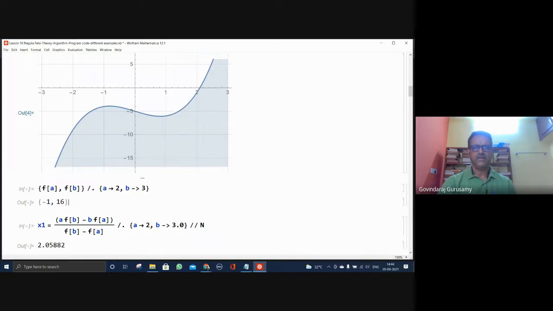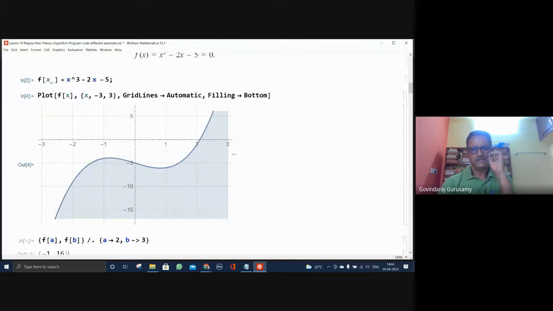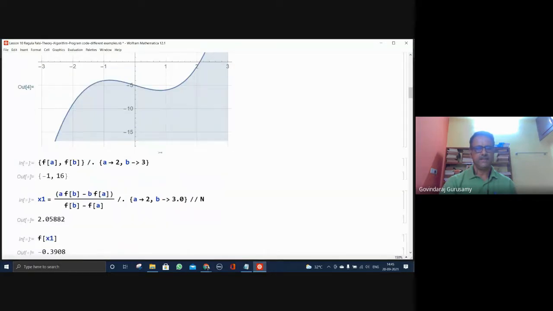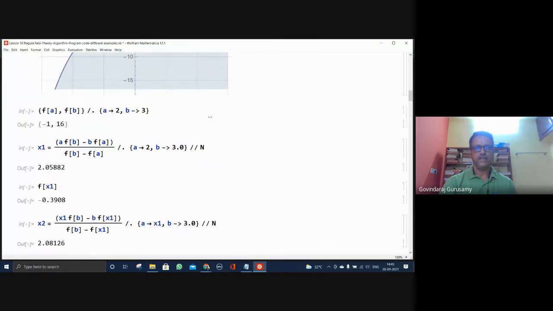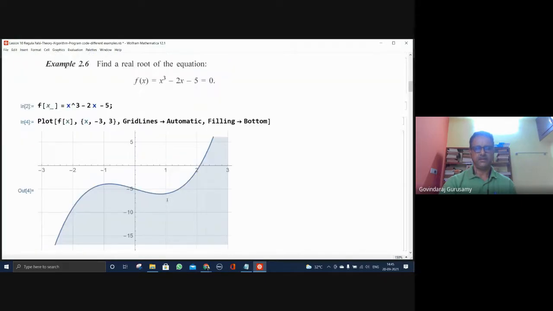You can check it. At a equal to 2, what is the value of f of a? Minus 1. Is it really happening? And f of b at b equal to 3 is 16, because 3 cubed minus 3 minus 5 gives 16.